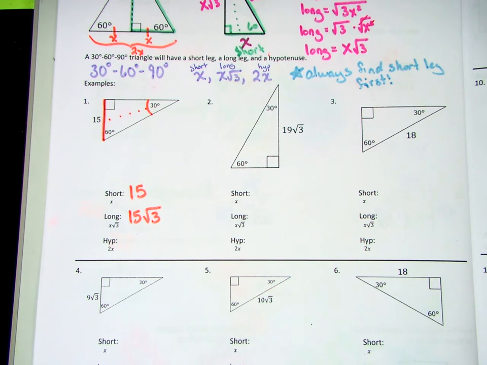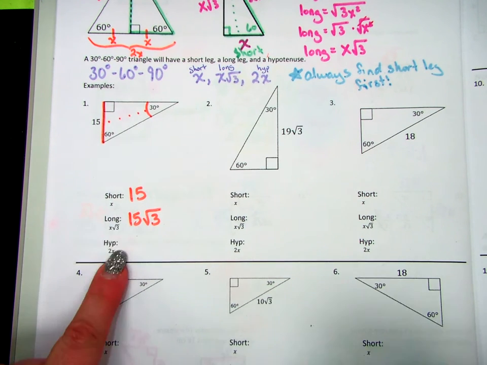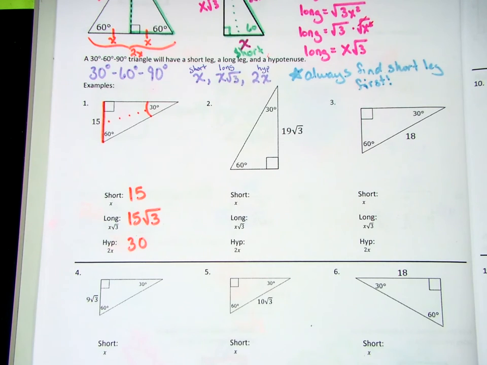If you put that in your calculator, you get a long decimal, and then you have to round it. So there's rounding error, right? We don't want any error. We want complete exact answers, so we're going to leave it 15 square roots of 3. Your hypotenuse is 2 times x, so 2 times my x is 15. 2 times 15 is 30. Questions on 1? All right.